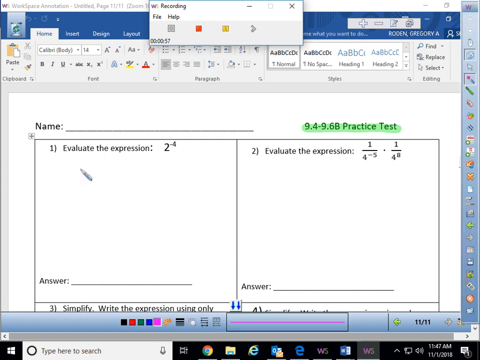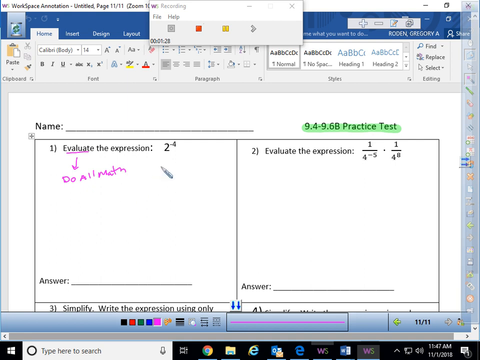Alright, so number one says evaluate the expression. Now what does evaluate mean? It means do all math. So whenever you're talking about evaluate, you're going to do all the math you possibly can. You don't want to leave any number unmultiplied. You want to reduce everything. You want to just do as much math as you possibly can. You don't want to leave any exponents. You just want to completely take care of it.